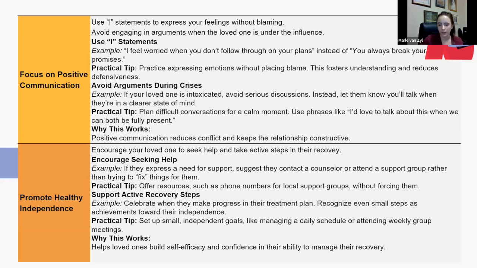Cheryl, Calvin, you want to add something to this? Maybe just to add on to this positive communication, we sometimes have very skewed or warped perceptions of what is positive or negative.